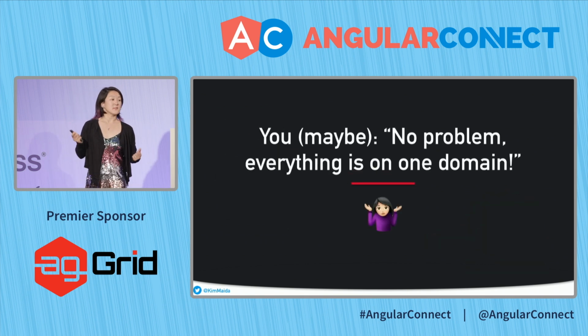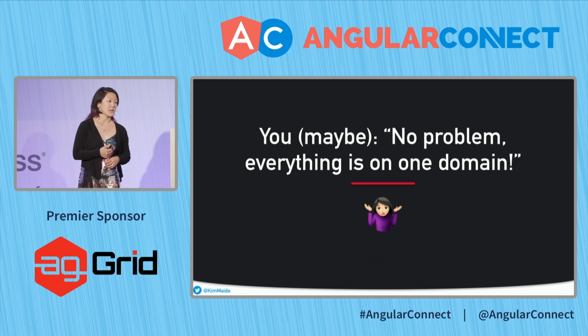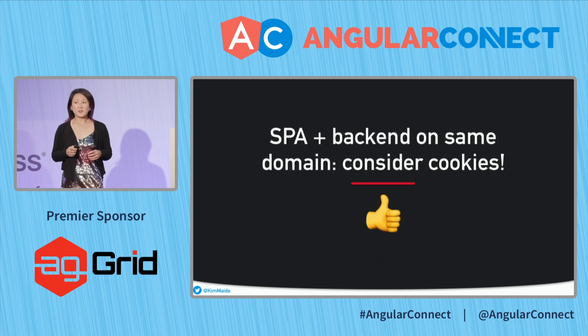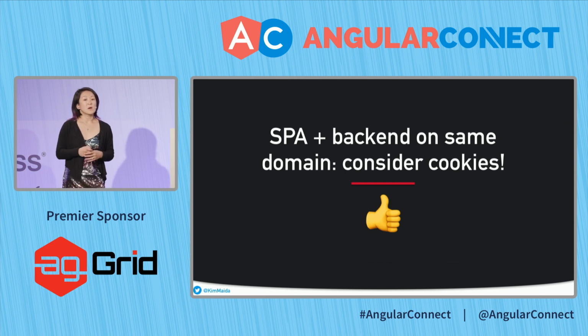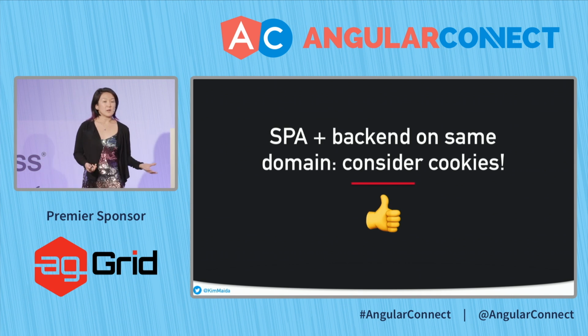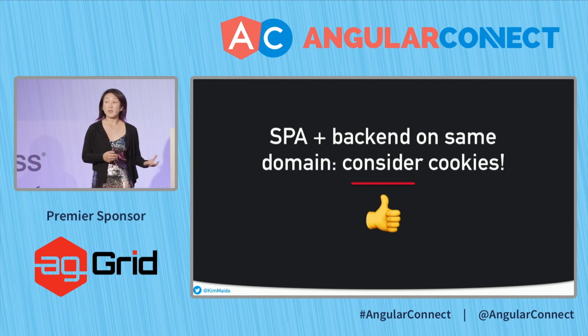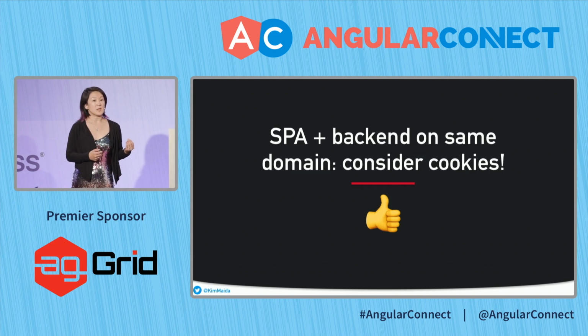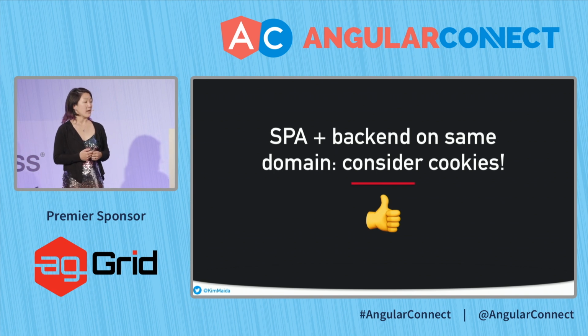Now, maybe this is you. Maybe everything is on one domain. Your API is on the same domain as your front-end application. And actually, if you have that type of architecture, you may very well want to consider using cookies to secure your application. So if you have a stable architecture, you're not calling any third-party APIs, and you are pretty sure you won't be in the near future, then you should consider doing authentication with routes that are served from your back end.